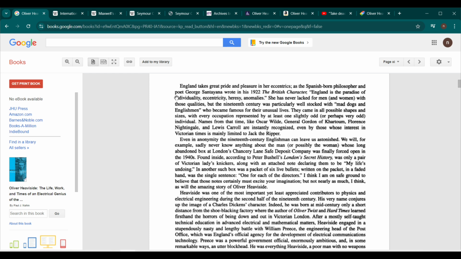But basically, of course, he is definitely known as being an eccentric scientist, and even this American writer calls him sort of an eccentric. By British standards, that's actually considered somewhat not uncommon, or at least they take pride in them, according to this.